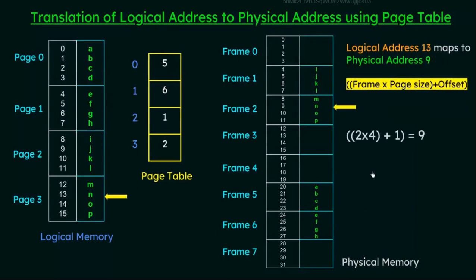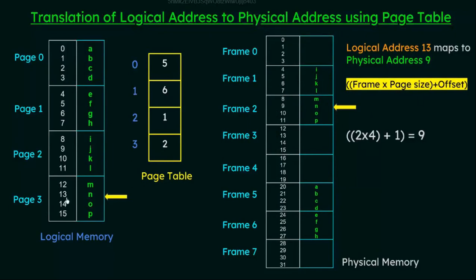Okay, so let's take one last example to wind up. Let's say we are now talking about logical address 13, and it says it maps to physical address 9. Let's find out if this is correct. Logical address 13 is over here, it is N. And this logical address 13 falls under page 3. And which frame is page 3 in? It is in the 2nd frame over here. So the frame is 2, and page size is 4 bytes, plus the offset.